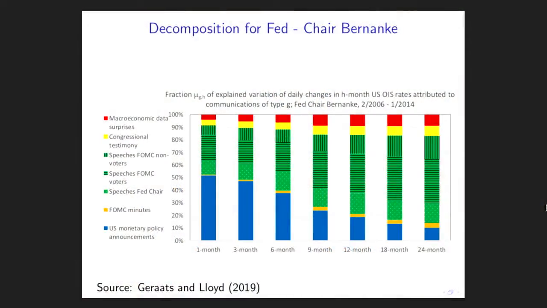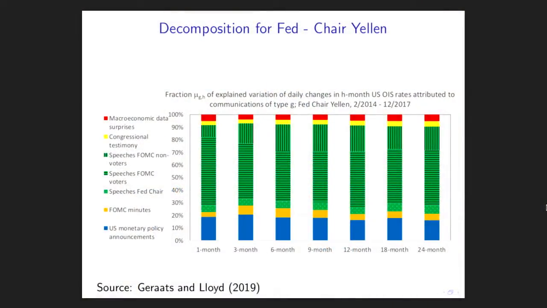Now let's move on to Bernanke. Looks completely different now. Now, at short horizons, the monetary policy announcement, and that includes the press conference, everything that is released on that day, is dominant in explaining changes in monetary policy anticipations. But in longer horizons, it's speeches by FOMC participants. Finally, it's Janet Yellen as chair, again completely different. Now, speeches are dominant throughout, and what we see is an increased importance of speeches by non-voting FOMC members.